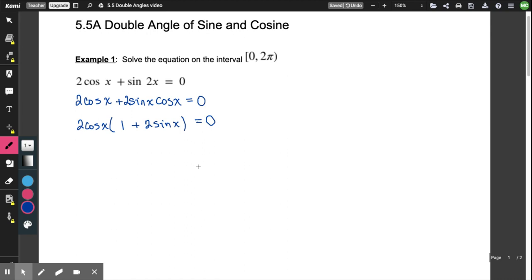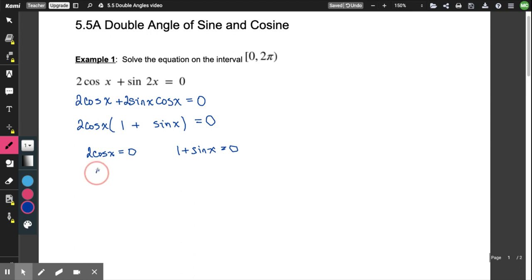Okay, now with each of the factors, there's only one trig function. So from here, oops, I'm sorry. That 2 should not be there. Okay, so from here, I can set each of the individual factors equal to 0. So I've got 2 cosine of x is equal to 0, and then 1 plus sine of x equals 0. Then I can solve each of those equations individually.